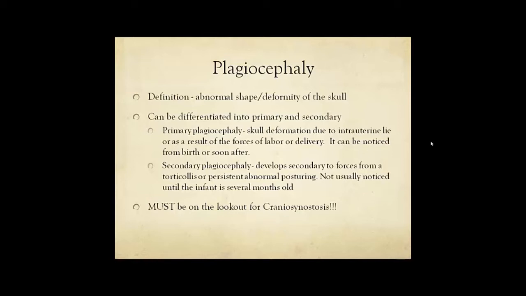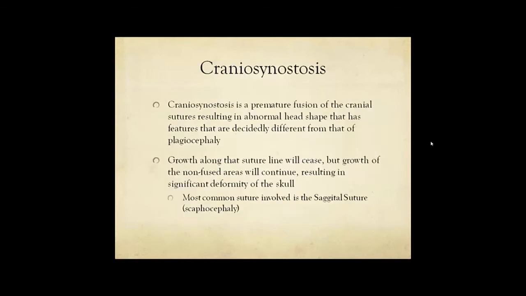And you must always be on the lookout for craniosynostosis. So what is craniosynostosis? It's a premature fusion of the cranial sutures that results in abnormal head shape that has features that are decidedly different from that of plagiocephaly. Growth along that suture line will cease, and growth of the non-fused areas will continue, which results in significant deformity of the skull. The most common suture involved is a sagittal suture, also called scaphocephaly.